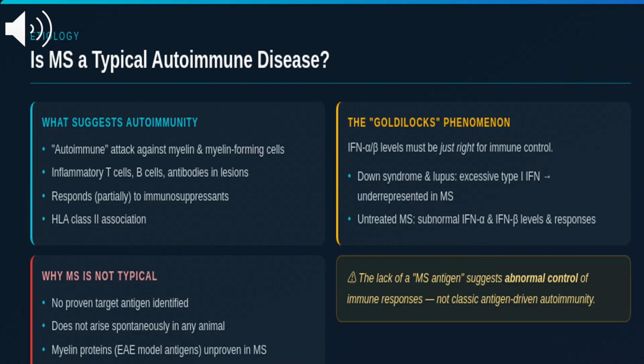The so-called Goldilocks phenomenon is illuminating. In conditions with excessive type I interferon activity, like Down syndrome, where chromosome 21 encodes type 1 IFN receptors, or lupus, MS is dramatically underrepresented.